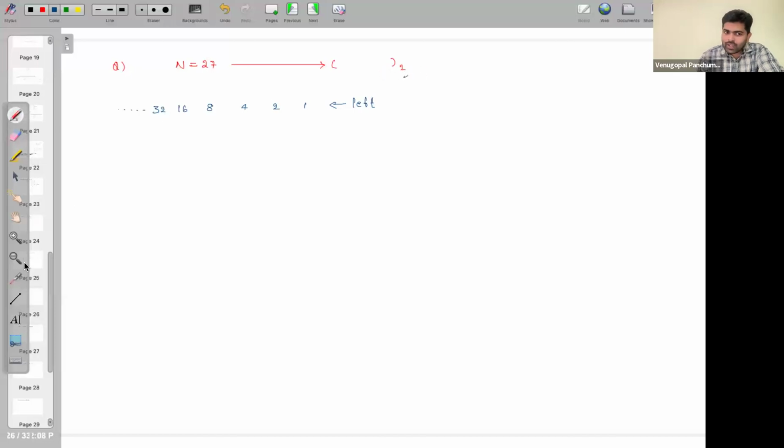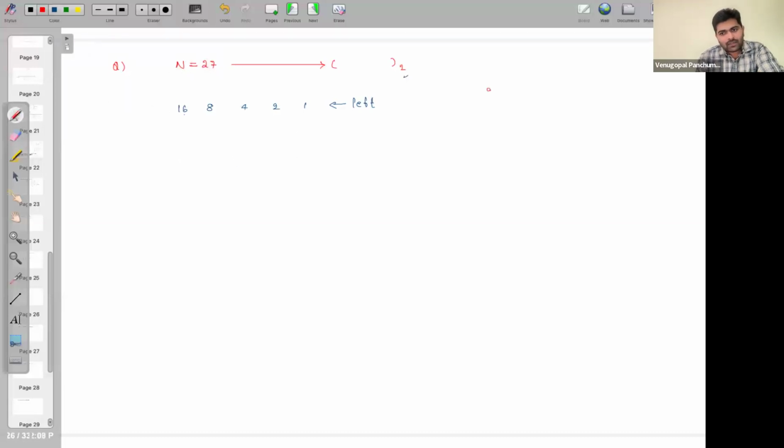Now listen carefully and tell me one thing. Should we go till 16 or till 32? Because when you do the reverse process, you are going to add all these things. So we will go till 16. That is enough. 32 is not required. Why? Because 32 is bigger than 27. So let us not take this. Let us go till here.